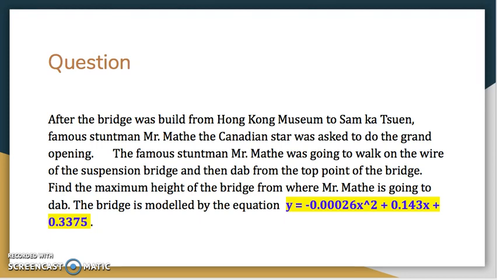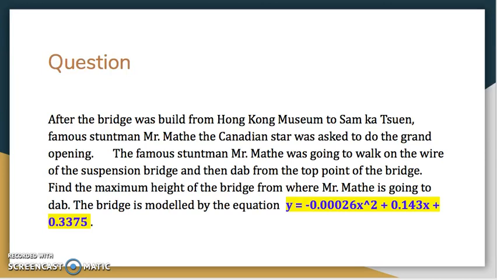After the bridge was built from Hong Kong Museum to Sam Caswain, famous stuntman Mr. Mathay, the Canadian star, was asked to do the grand opening. The famous stuntman Mr. Mathay was going to walk on the wire of the suspension bridge and then dab from the top point of the bridge. Find the maximum height of the bridge from where Mr. Mathay is going to dab. The bridge is modeled by the equation y equals negative 0.0002x squared plus 0.143x plus 0.3375.